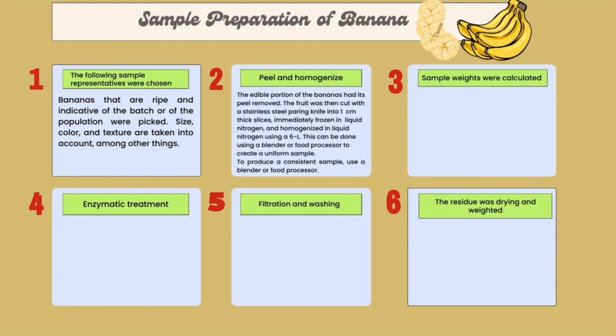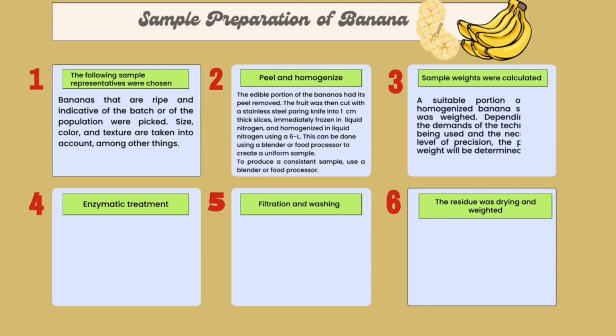The edible portion of the bananas had its peel removed. The fruit was then cut with a stainless steel paring knife into 1 centimeter thick slices, immediately frozen in liquid nitrogen and homogenized in liquid nitrogen using a 6-liter. This can be done using a blender or food processor to create a uniform sample. To produce a consistent sample, use a blender or food processor.